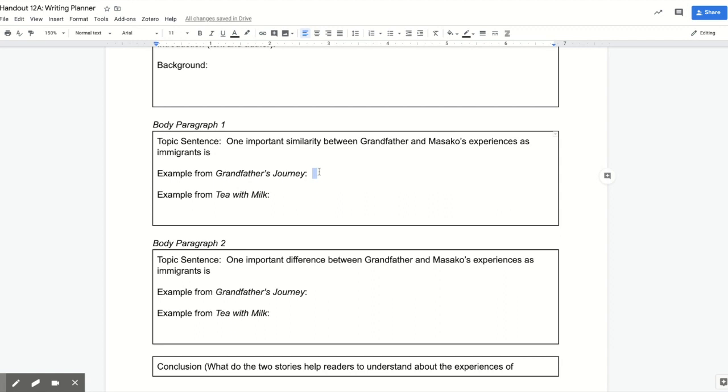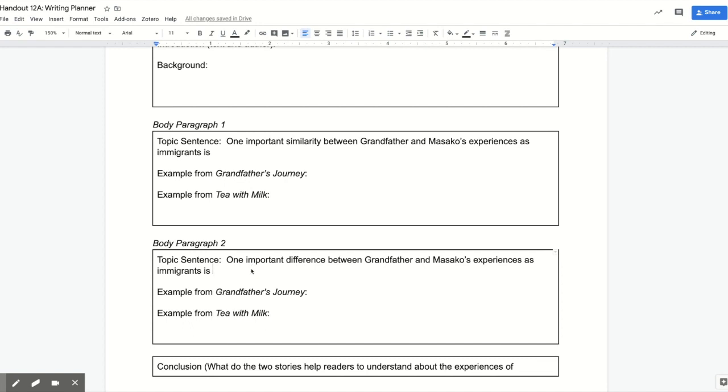Then here, you need to find evidence from the text in Grandfather's Journey. So you need to be able to go back to Google Classroom and refer back to the book. That is the PDF. Okay. So I need you to find evidence from Grandfather's Journey. Okay. And then I want you to find evidence from Tea with Milk that supports whatever similarity you are pointing out. Okay.